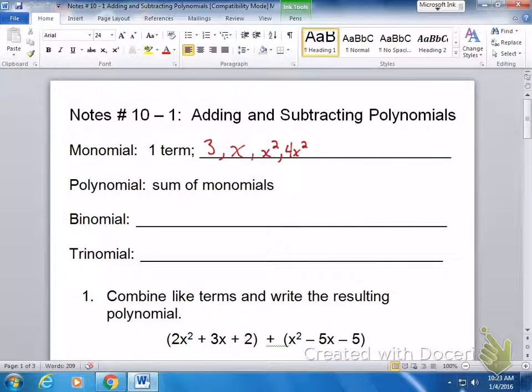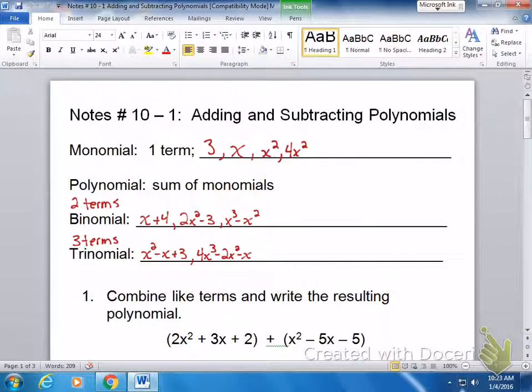The first one we have is a binomial. That's going to be 2 terms. Maybe something like x plus 4. Maybe 2x squared minus 3. Maybe x to the third minus x squared. But all of them have 2 terms. It's a binomial. A trinomial has 3 terms. So maybe something like x squared minus x plus 3. 3 terms. Maybe 4x to the third minus 2x squared minus x. 3 terms. So binomials and trinomials. We're going to be adding and subtracting them today. So basically it's a matching game, okay?